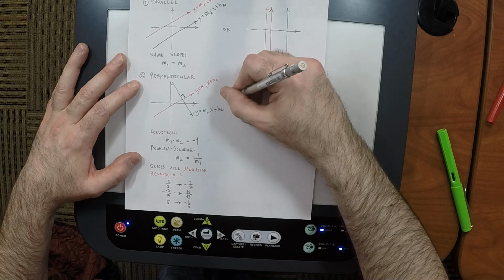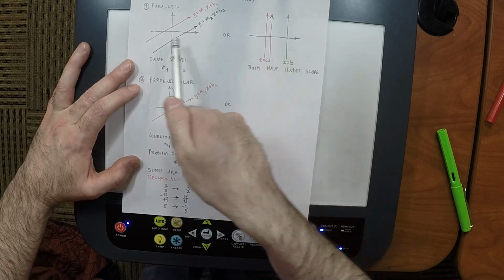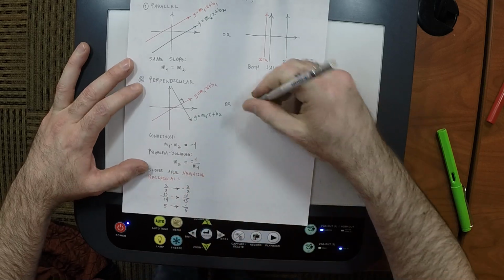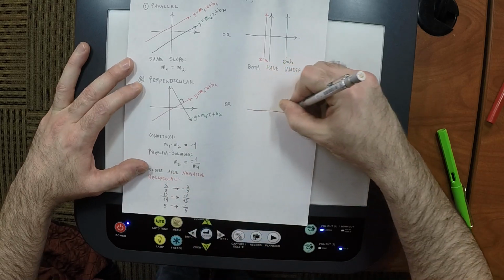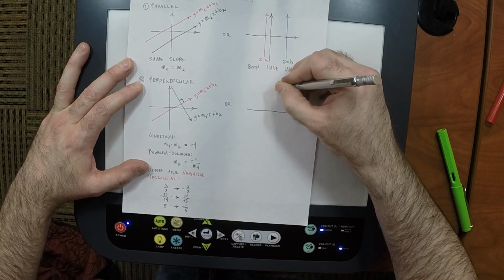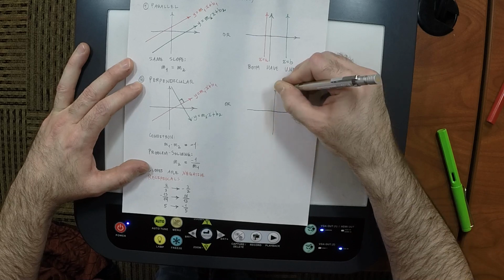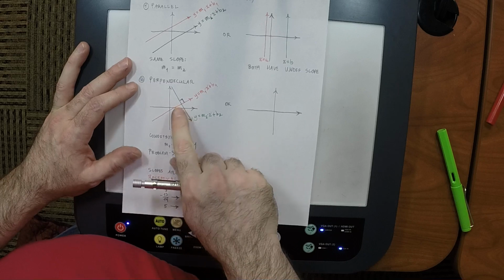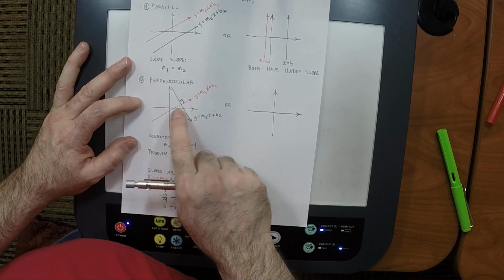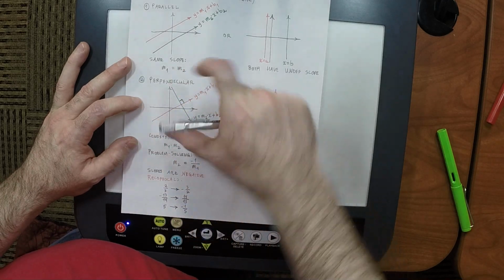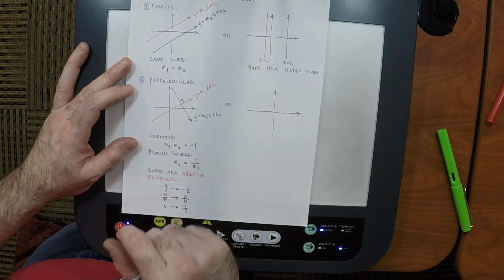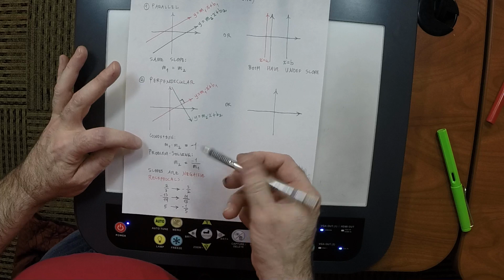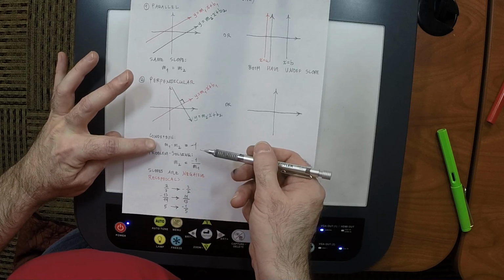The other possibility, just like up here, we had that case or that case. Here we're going to have this case or this case. So again, what's happening here is that this case is saying, suppose that we have two lines and they both have a slope, and we want them to be perpendicular. Then the slopes must satisfy this condition.